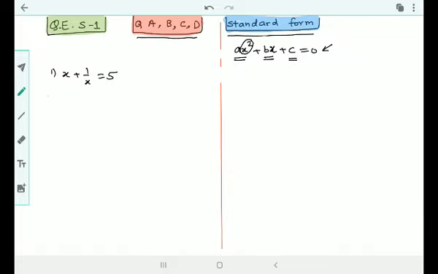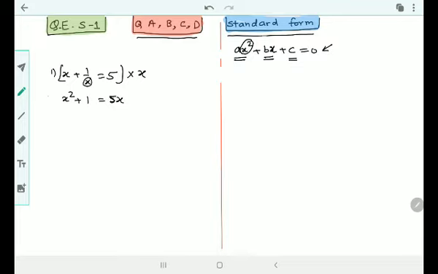So first of all, let me simplify. Simplifying means what? If I multiply by x to all the terms, as we used to do in a linear equation, multiplying x to all the terms. So I have to multiply this complete equation by x. So what do I get? I get x into x is x square plus 1 upon x into x is 1 is equals to 5 into x is 5x. Now you can understand whether it is quadratic or no.